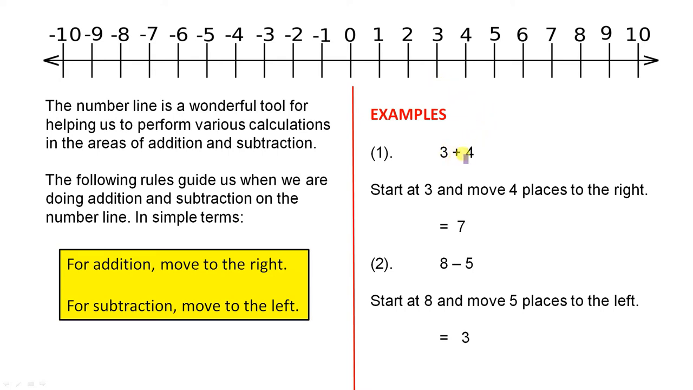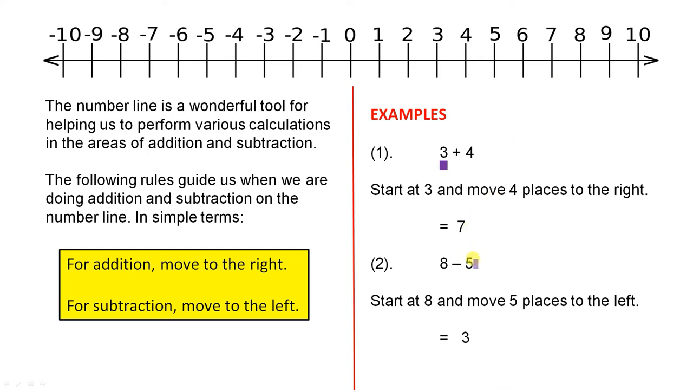So we start with 3 plus 4. We focus on the first number, which is 3. So you start at 3, that is, you put your marker on the 3 there, and you move 4 places to the right, because that's plus. Remember, for addition, move to the right. So we put the marker on 3, and we count 4 places to the right. 1, 2, 3, 4, and that's why the answer is 7.